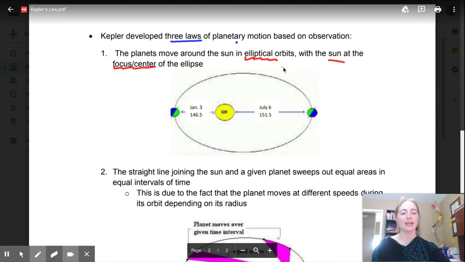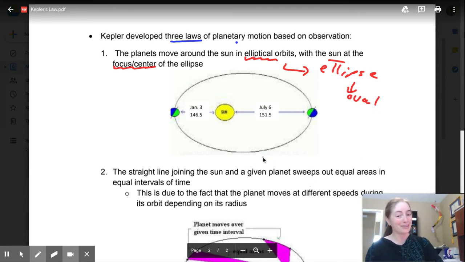Now, the thing is that an ellipse is not a circle. It's a fancy name for an oval. Okay? So planets do not orbit the sun perfectly circular. And notice these are very, very slight differences here. Okay? The sun's the center or focus of that ellipse. Okay, that's law number 1.